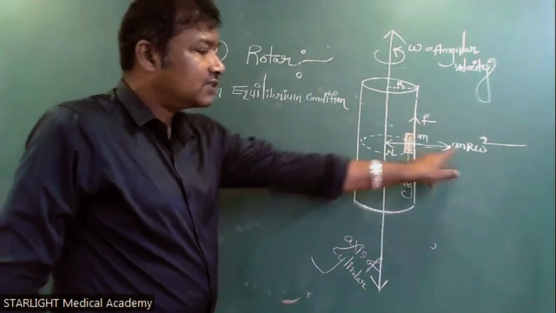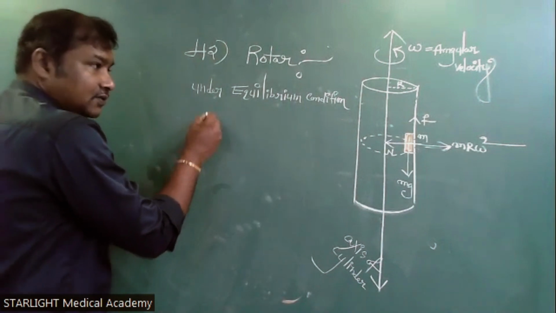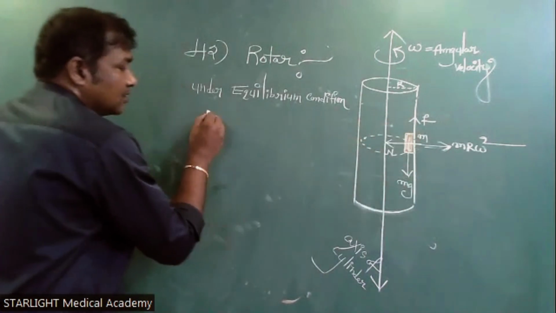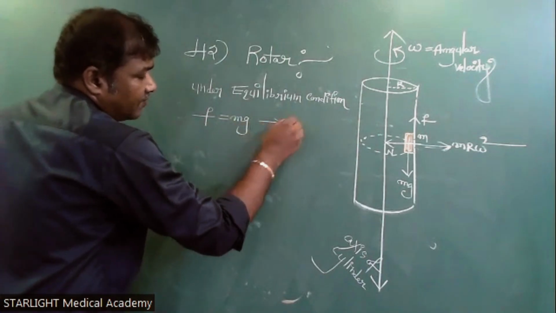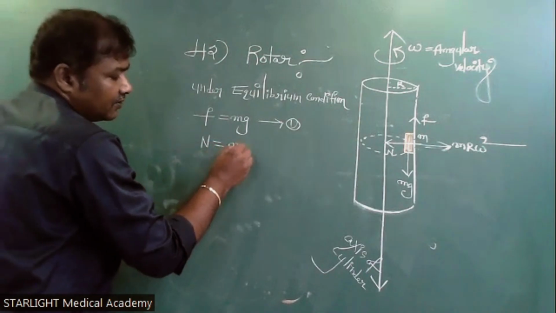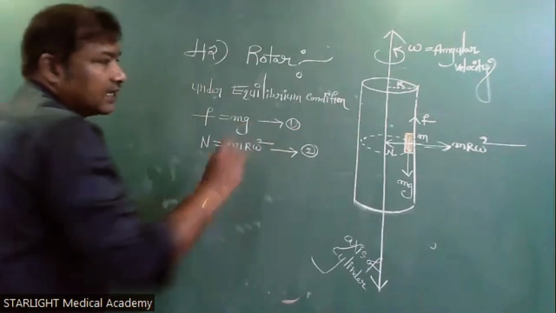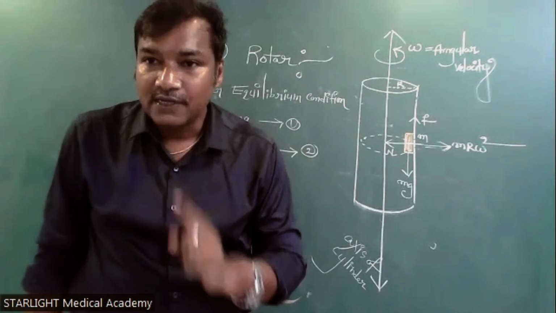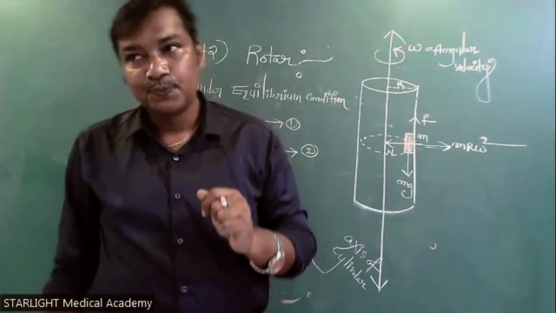So what is the normal reaction equal to? And what is the frictional force equal to? F is equal to mg, equation number 1. Normal reaction N is equal to m r omega square. m r omega square is the centrifugal force. It is always acting away from the center of the circle.